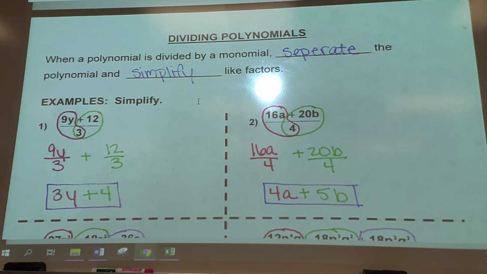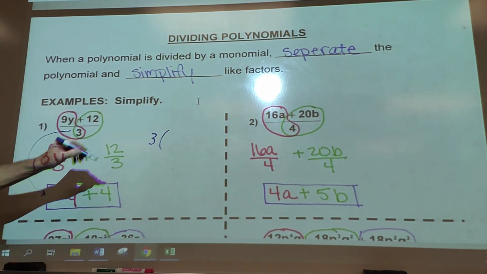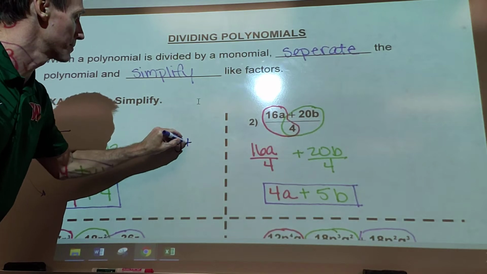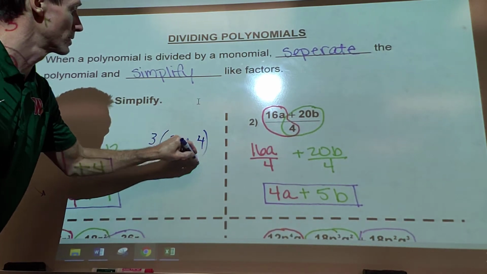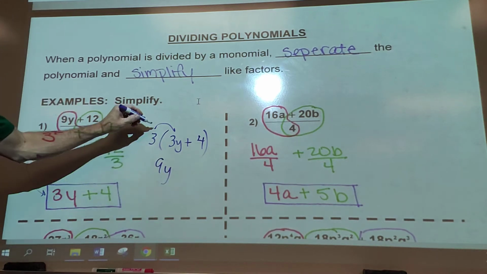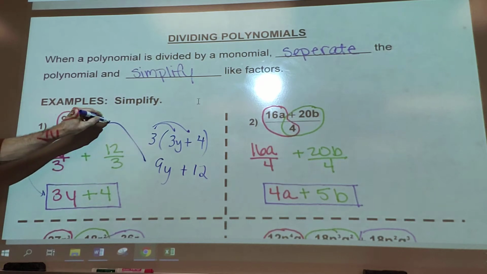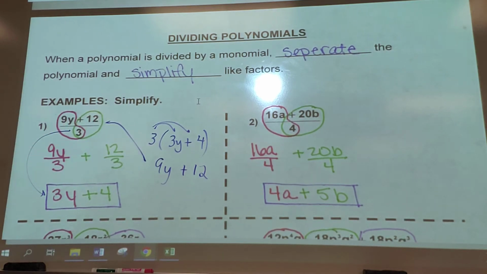Anytime you want to check this to make sure you're good, let's just multiply, just like we did in the previous section, in my first video. If we multiply or distribute 3 times 3y plus 4, 3 times 3y is 9y, and 3 times positive 4 would be 12, which should be what we started with in our numerator.